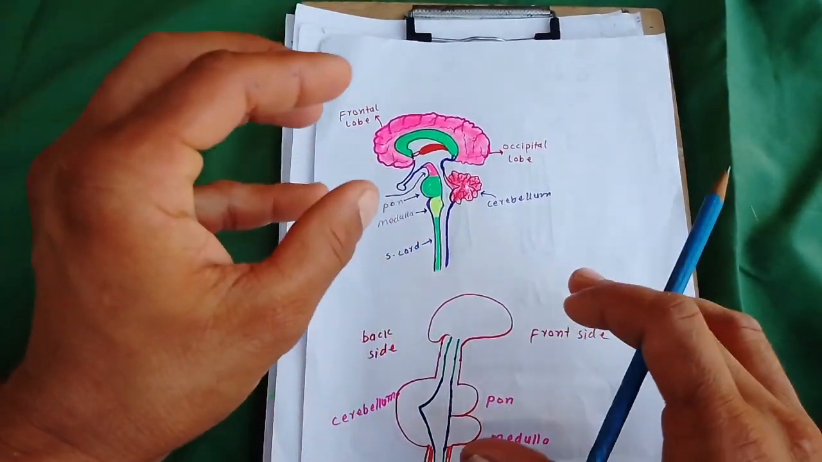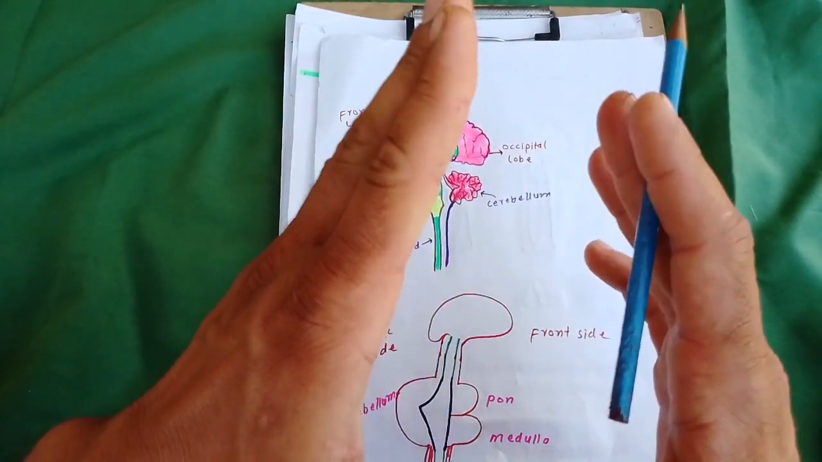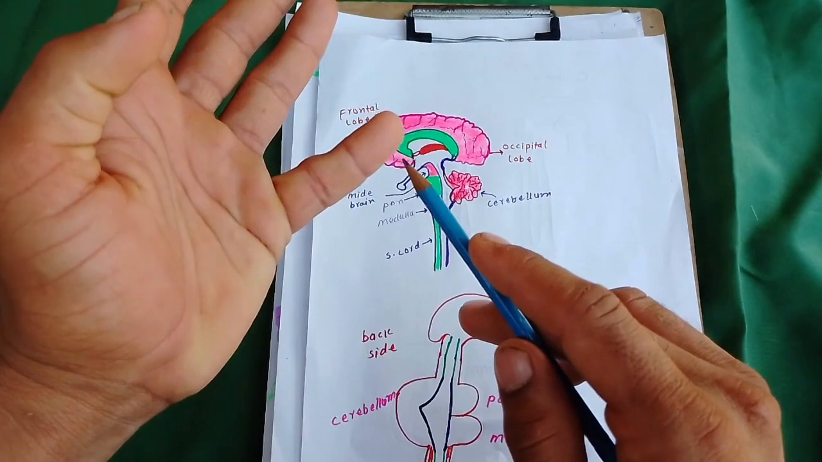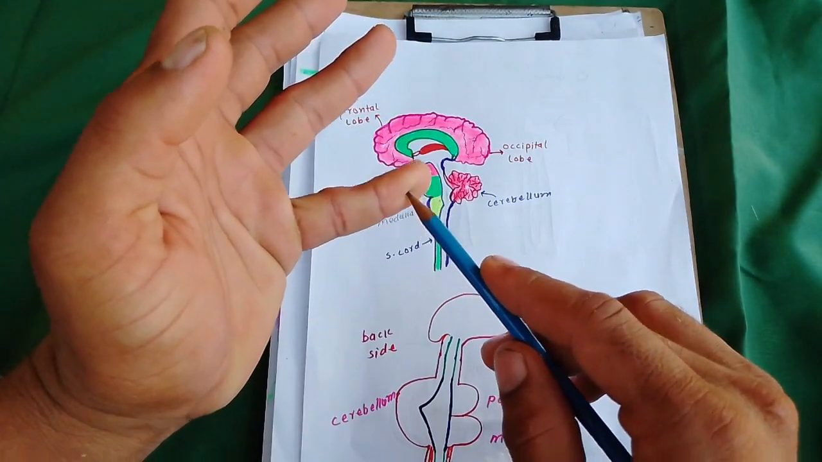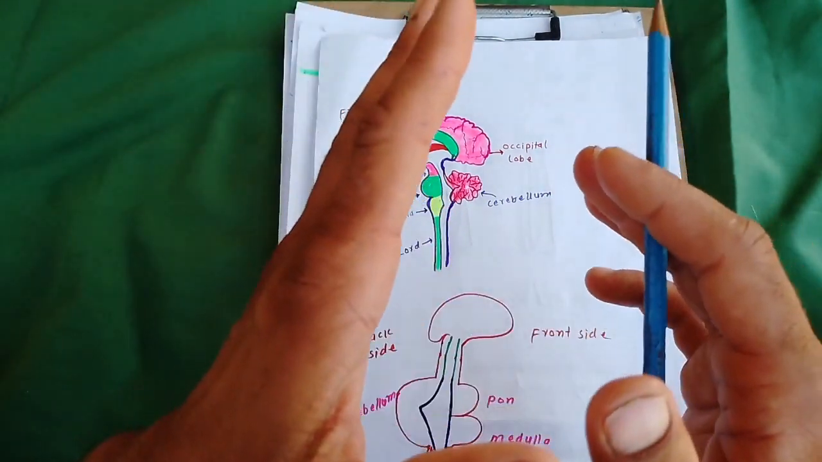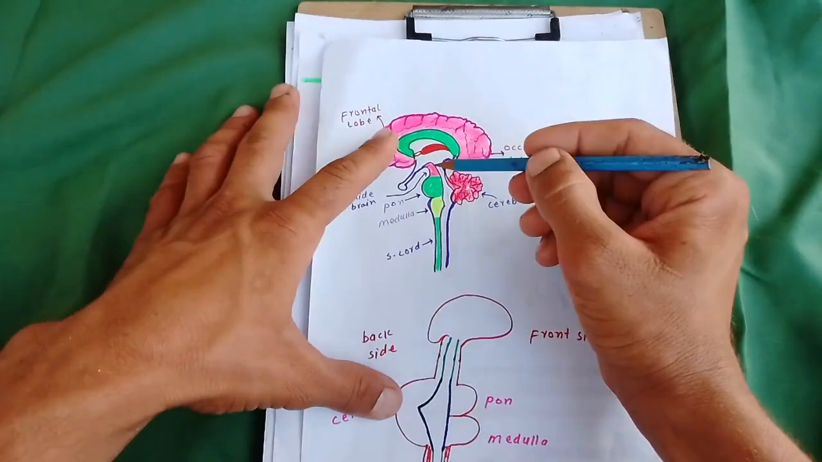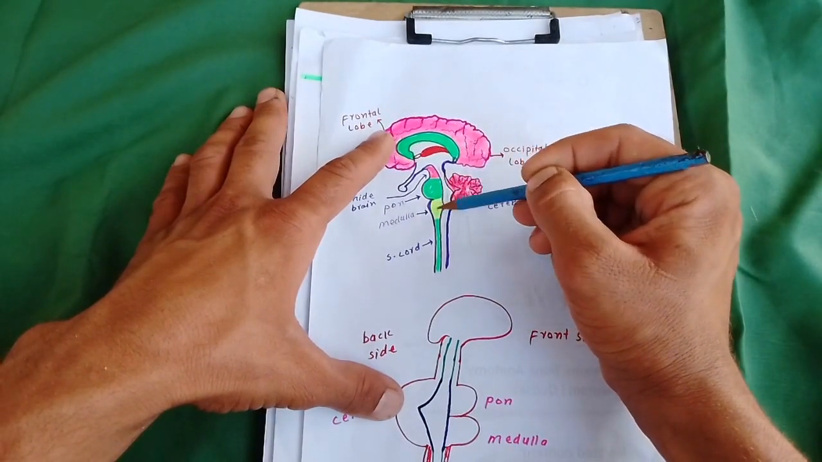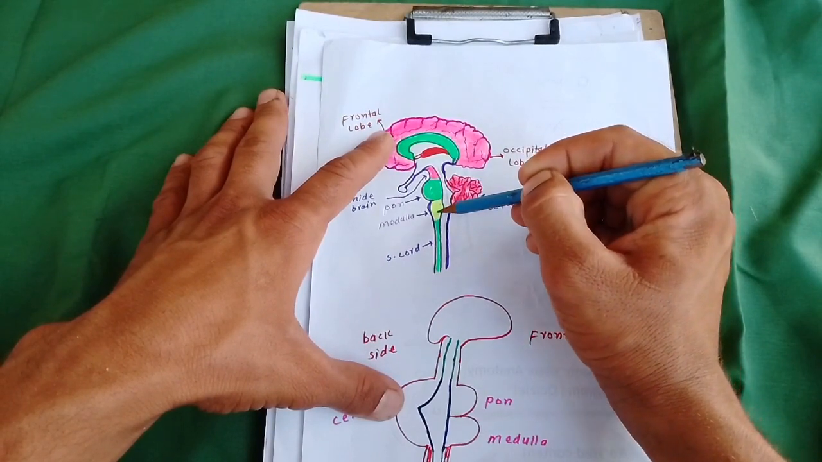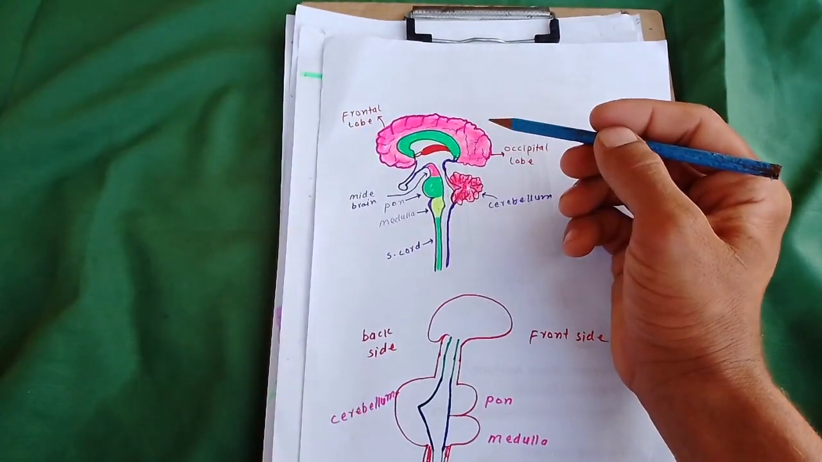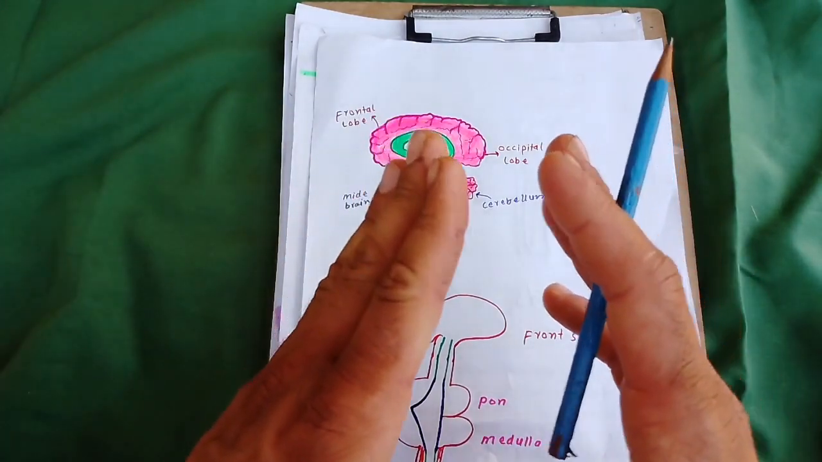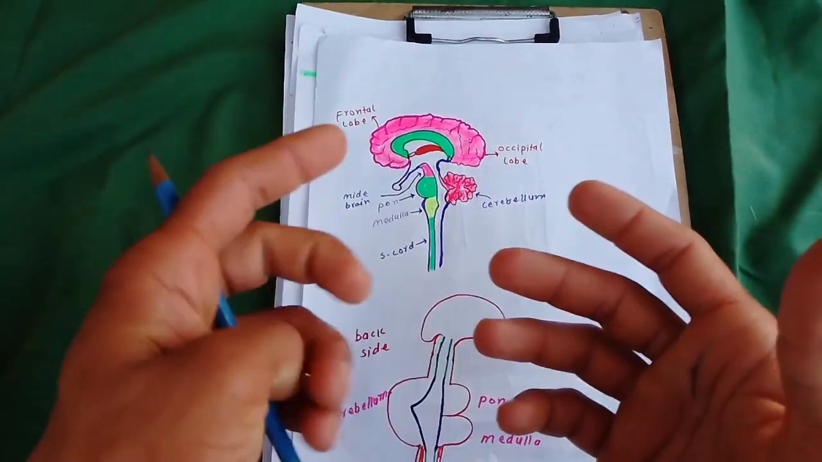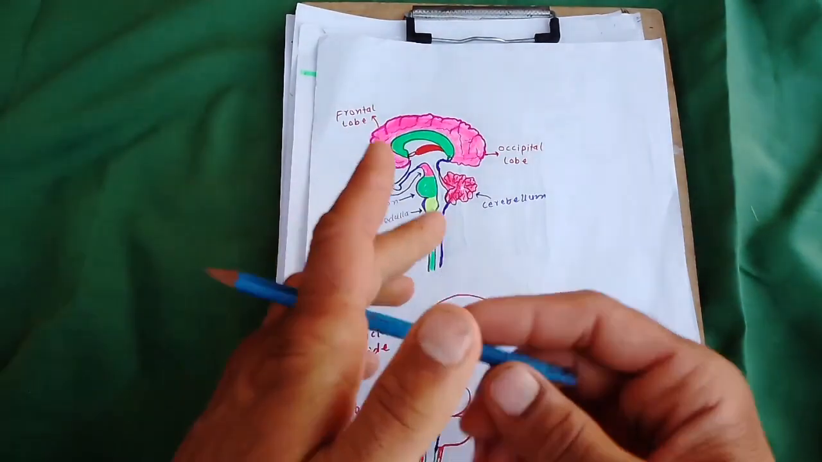So what is brainstem? Brainstem is the lowest part of the brain and consists of the pons, medulla, and the midbrain. This is the brain stem: one, two, three. These three structures are called the brain stem. The brain stem has its own importance physiologically and anatomically.